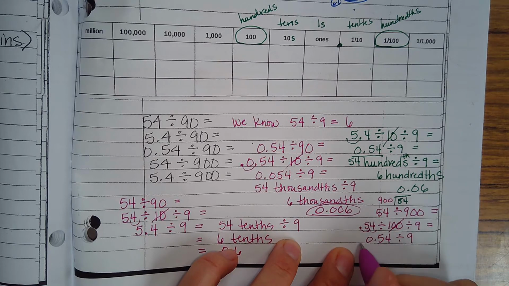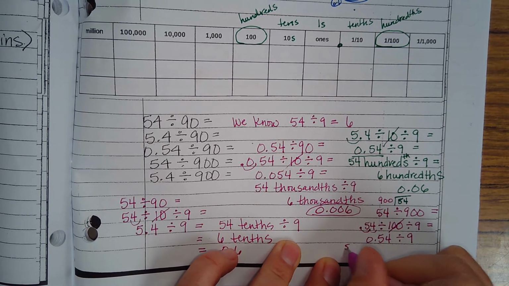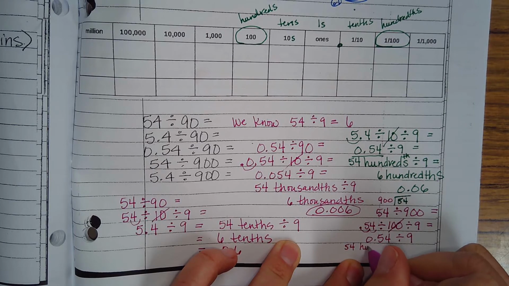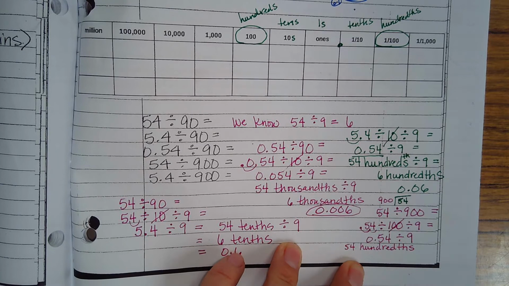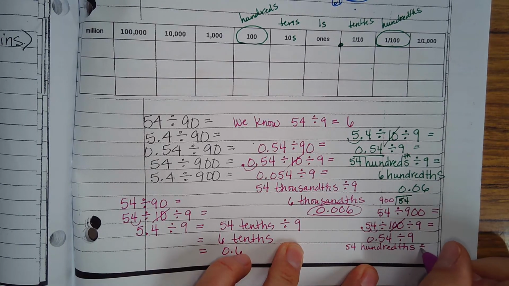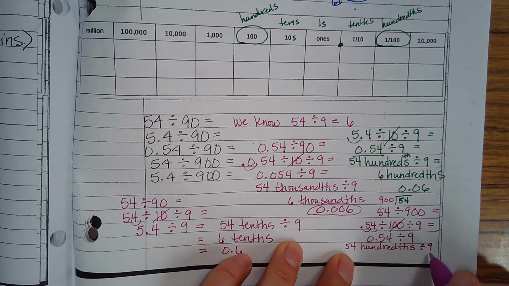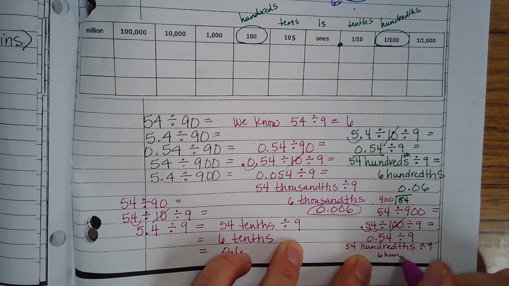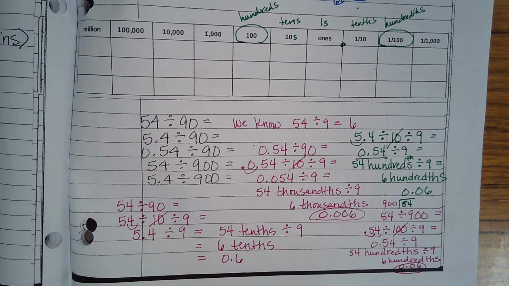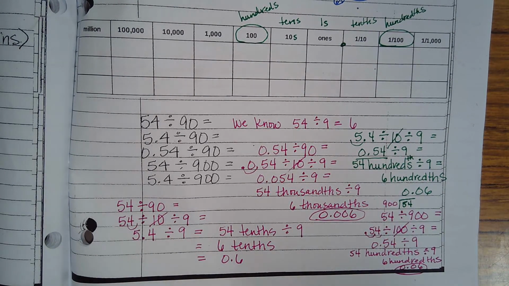Now, what number is this in unit form? It is 54 hundredths, which means it's behind the decimal. Divide by 9. So 54 divided by 9 is going to give me 6. And I'm still going to be sitting in the hundredths. And what does that look like in number form? Right? Yes. All right.